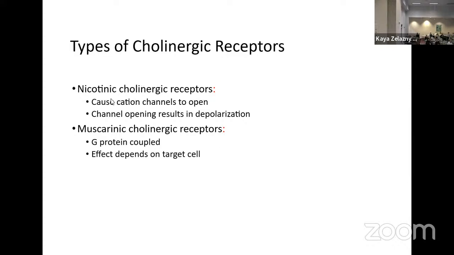So the nicotinic cholinergic receptors just immediately opened a cation channel, resulting in depolarization. They kind of have that one function here. Versus when we couple this to a G protein and then potentially to some secondary messengers inside the cell, we can do a variety of different things. So we've got more options.